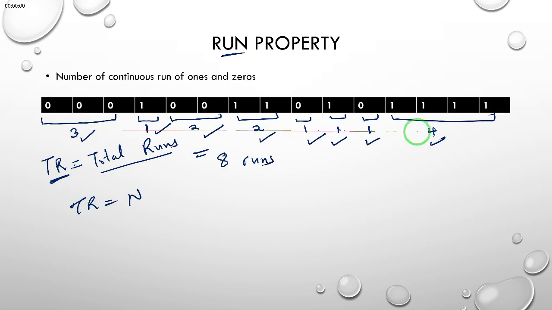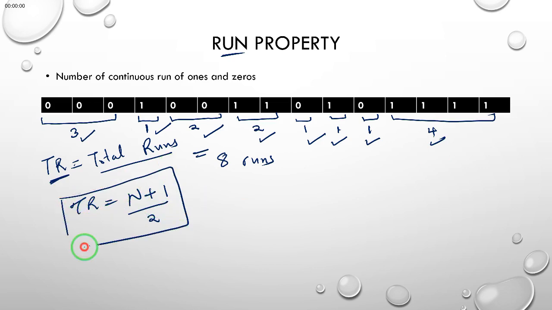N is the number of bits or digits in our PN sequence plus 1 divided by 2. So the total number of runs for us to satisfy the run property, which ensures randomness and predictability of our PN sequence, requires that the total number of runs are always going to be given by this formula. And as we have seen, for N of 15, our runs in this sequence is 8.